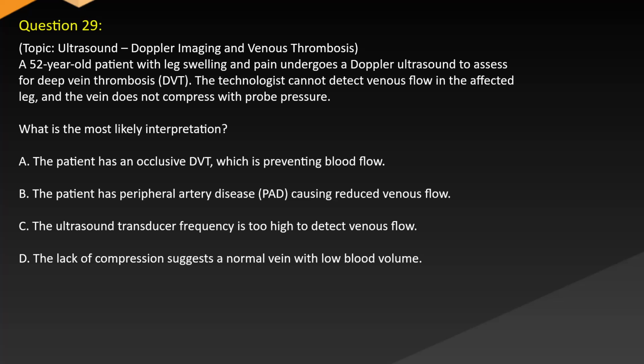A. The patient has an occlusive DVT, which is preventing blood flow. B. The patient has peripheral artery disease, PAD, causing reduced venous flow. C. The ultrasound transducer frequency is too high to detect venous flow. D. The lack of compression suggests a normal vein with low blood volume.